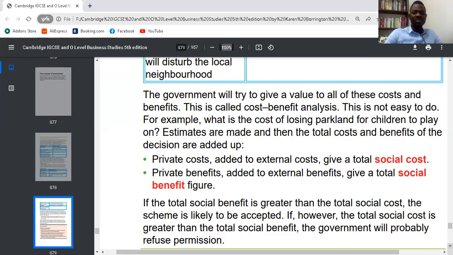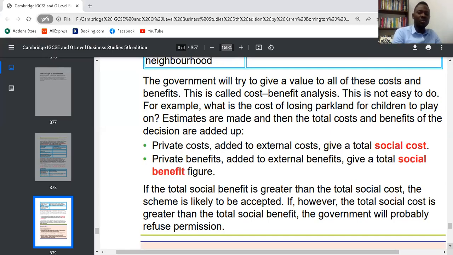As soon as this is done, they say, for example, what is the cost of losing parklands for children to play on? Estimates are made, and then the total costs and benefits of the decisions are added up. So private cost plus external cost will give us our total social cost. So we need to know the social cost. That means the cost to the whole society. Is it more of external or more of private?